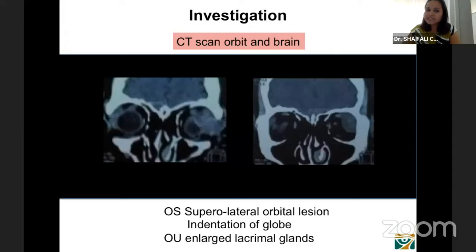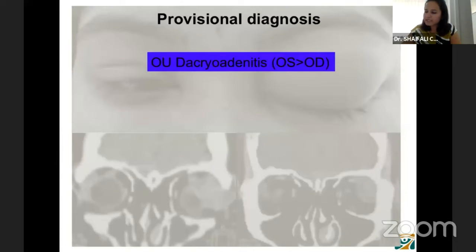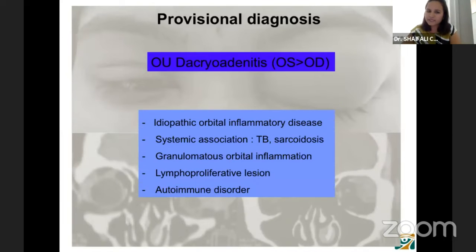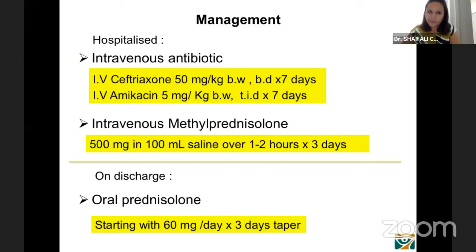The CT scan, as you can see here, showed bilateral enlargement of the lacrimal gland, and the lesion in the left eye, in fact, was indenting the globe, as you can see. So at this point, the clinical radiological diagnosis that we had in our hand was OU dacryoadenitis, severe in the left eye. Keeping these differentials in mind, our working diagnosis was orbital inflammatory disease.